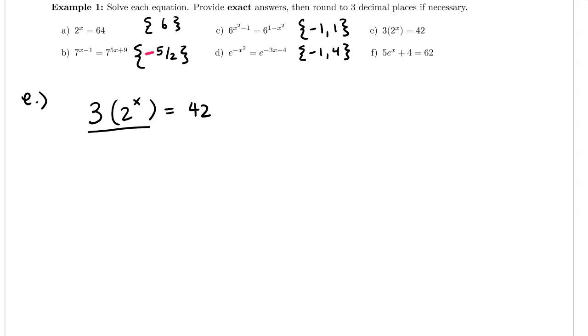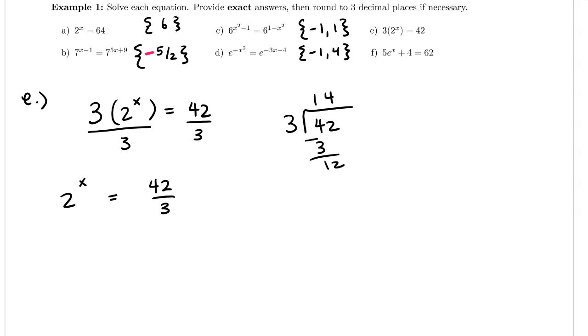But what I can do is I can divide both sides by 3. That will give us 2 to the power of x is equal to 42 over 3. And is 42 divisible by 3? I think so. 14. Great. So we have 2 to the power of x is equal to 14. 14 is not a power of 2, so I'm going to use a logarithm at this stage.